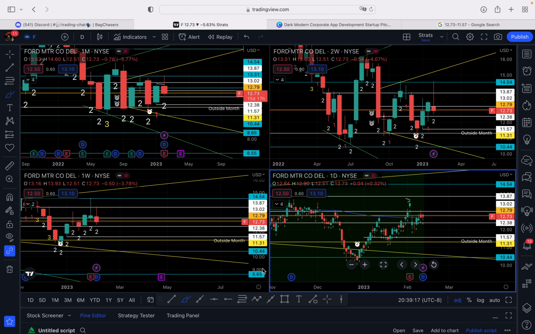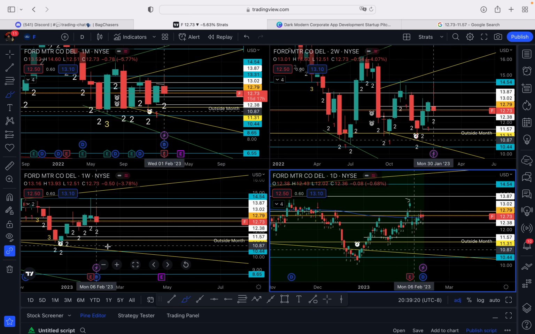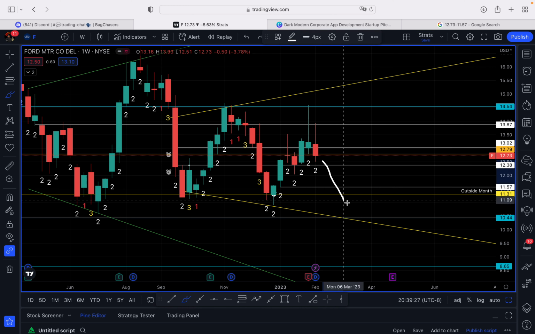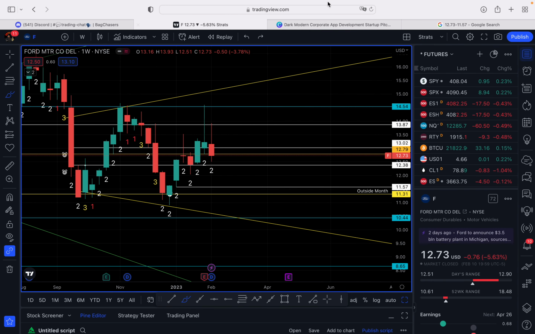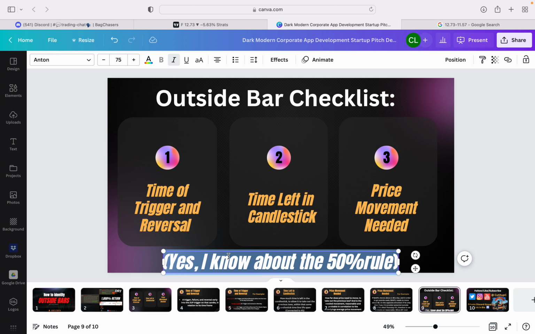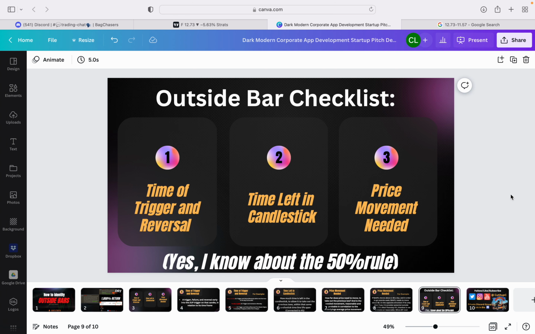So all those things put together, I'm thinking that's not outlandish. That's not impossible. And so now when price presents itself to me next week, if we do end up breaking below here, then I'm definitely getting in and I'm going to short this all the way down to the outside month. All right, and that is it. So that's my outside bar checklist. Ford is a first person example of how I'm gauging it. I do know about the 50% rule, but that's something I take into account after all of these things have already been looked over, for me personally.